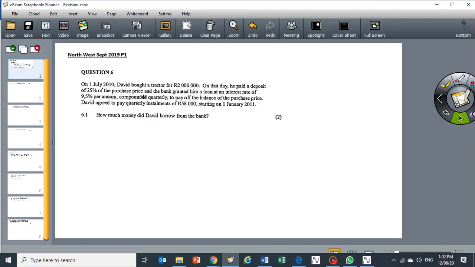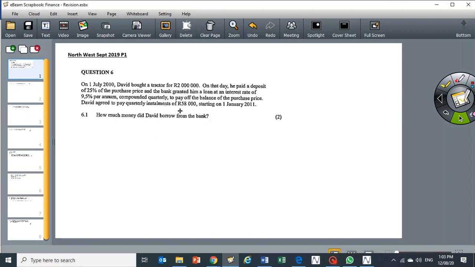75% of the purchase price, and the bank granted him a loan at an interest rate of 9.5% per annum, compounded quarterly, to pay off the balance of the purchase price. David agreed to pay quarterly installments of 58,000 rand starting on 1 January 2011. So the first question says, how much money did David borrow from the bank?